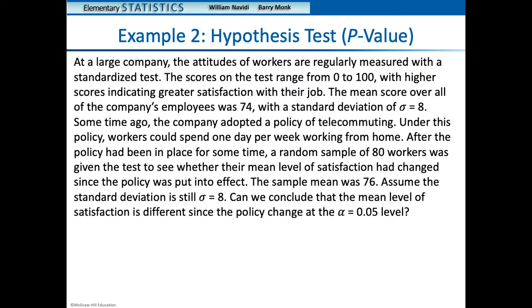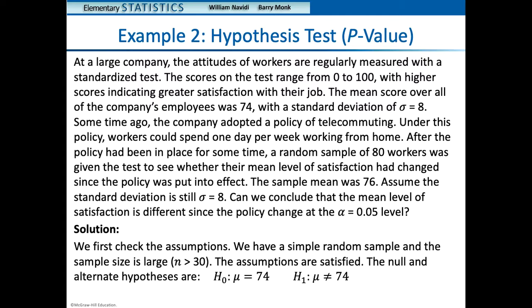The sample mean was 76. Assume the standard deviation is still sigma equals 8. Can we conclude that the mean level of satisfaction is different since the policy change at the 0.05 level? First, check our assumptions. The sample is a simple random sample. The sample size is 80, which is greater than 30, so our assumptions are satisfied, and we can treat the sampling distribution as a normal distribution.